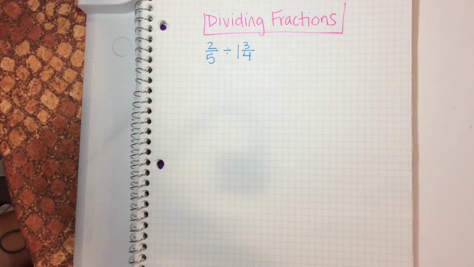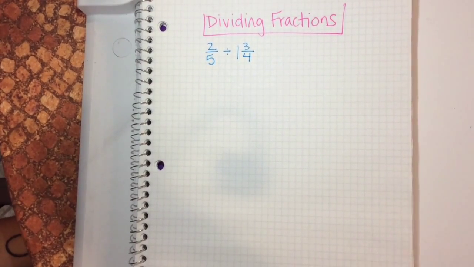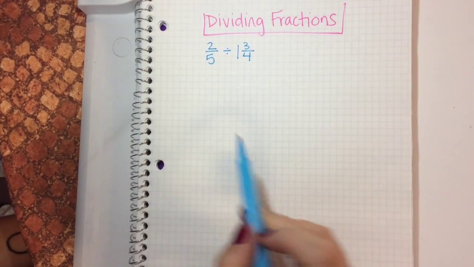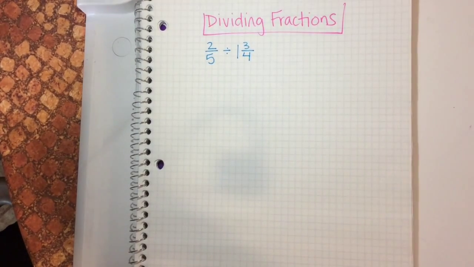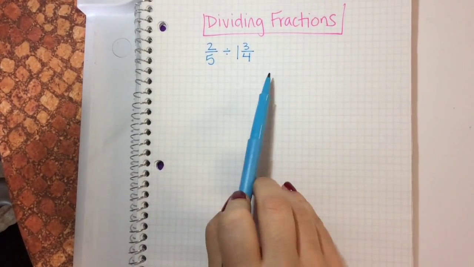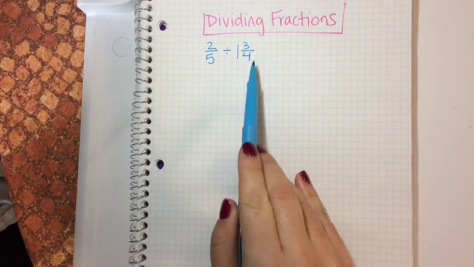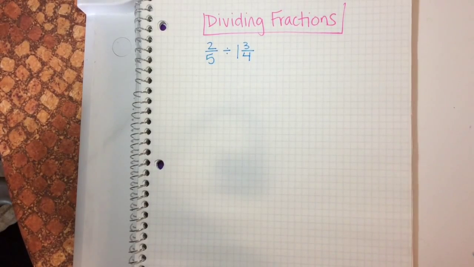Hey guys, so let's talk about dividing fractions. Here I've got the problem 2/5 divided by 1 3/4. So the very first thing that I need to do, because I can't work with it this way, is I need to take my mixed number here and turn it into an improper fraction.